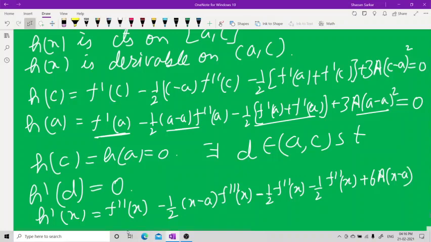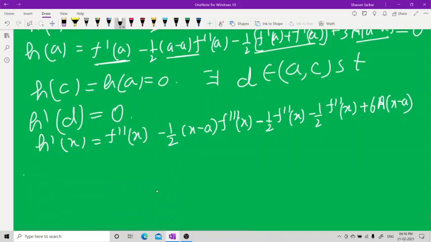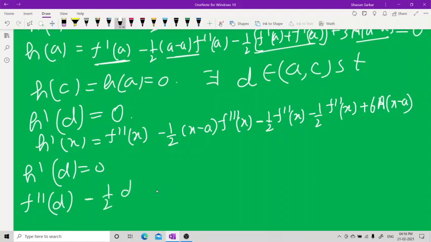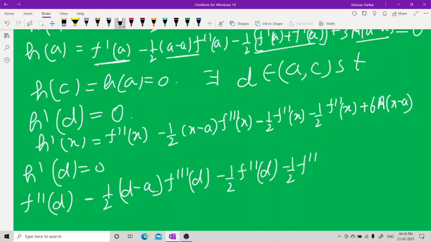Now h'(d) is 0. Therefore, f''(d) minus half (d minus a) f'''(d) minus half f''(d) minus half f''(d) plus 6a (d minus a), and this is equal to 0. Already this portion, this and this cancel out.